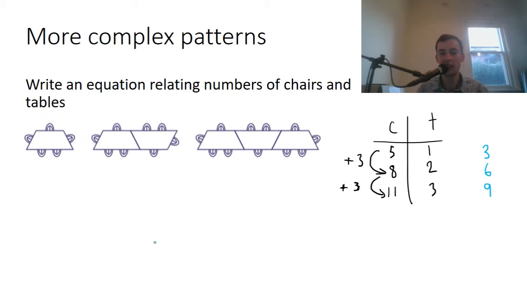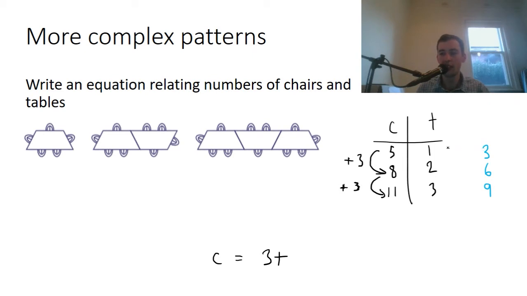Now, if it was only like the 3 times table, it would be like if you had one table, there was 3 chairs, and if you had 2 tables, there was 6 chairs. And the equation for that would be C equals 3 times T, wouldn't it? If this was C over here. But there might be something else going on.